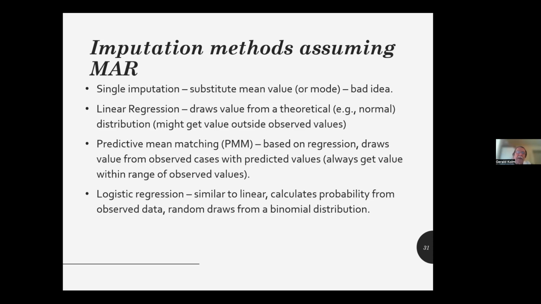But the one thing about predictive mean matching is that we'll always get a value within the range of observed values. Whereas if you use a theoretical distribution, like a normal distribution, you could get values that lie outside your observed range. And then for dichotomous variables, we're going to calculate a probability based on our observed values from a binomial distribution. So this is basically the methods for doing multiple imputation.